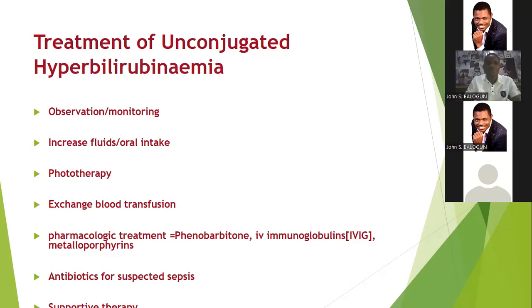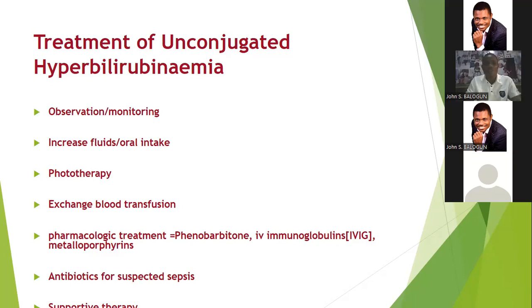So now there is also what they call pharmacology treatment, even though the place of this one is not that established in clinical practice. Like I told you, type 2 Crigler-Najjar syndrome can be induced, such that when you give phenobarbital, the enzyme function can be induced. So in type 2 Crigler-Najjar syndrome, the jaundice will improve. You can also give intravenous immunoglobulins, especially in those that are hemolytic, autoimmune causes like ABO incompatibility, rhesus isoimmunization. The immunoglobulin will help to mop up all those antibodies that are in the serum.